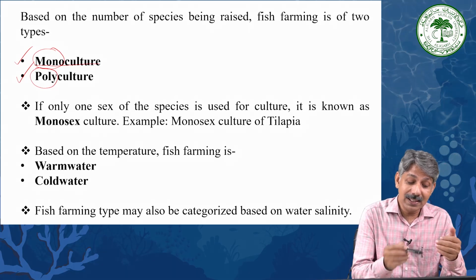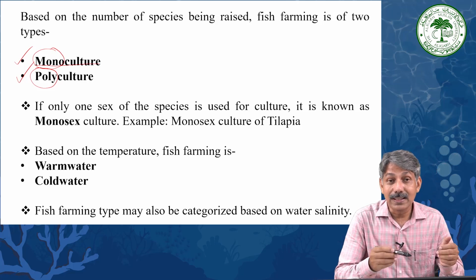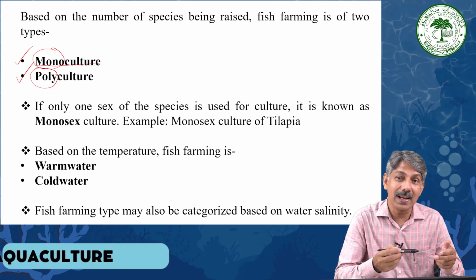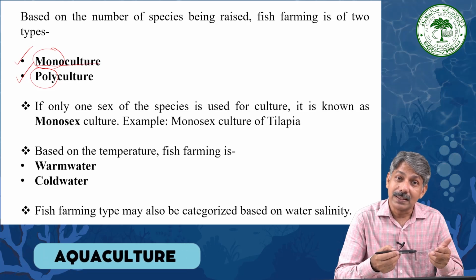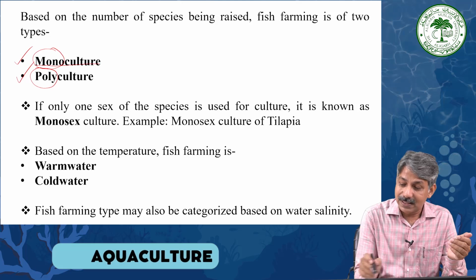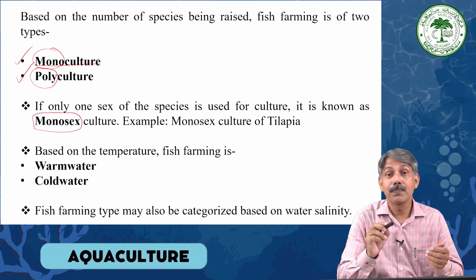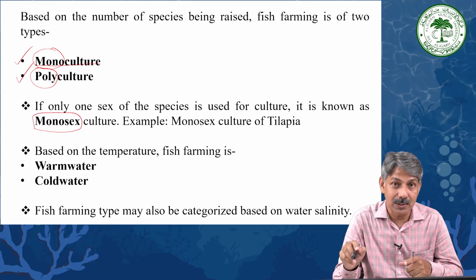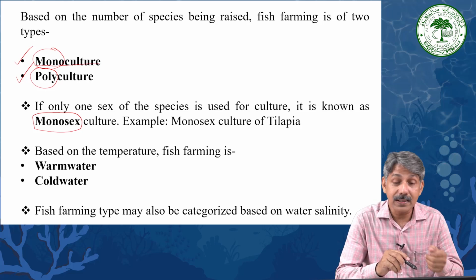And even if we are raising only one species, there are certain farming systems where we prefer to raise only male or female of that fish species. Why? There are certain obvious reasons for that. First let me define that: it will be referred to as monosex culture. If we are using only males or only females of one particular species for culture, then it will be known as monosex culture. Why is it done?